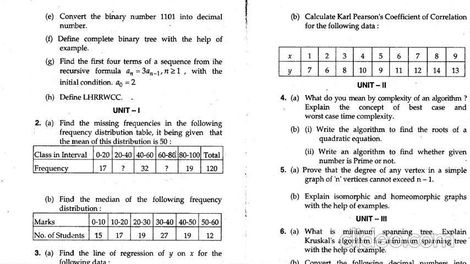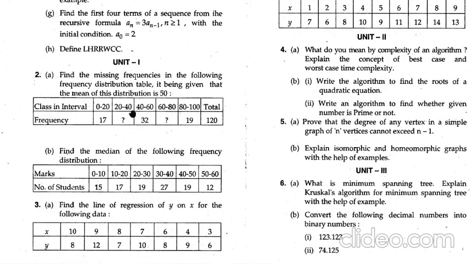So just look at unit first question. Second A, find the missing frequency in the following distribution table, it being given that the mean of the distribution is 50. I have already told you this question, and I think I provided you the solution of this question. So just learn how to find the missing frequencies.